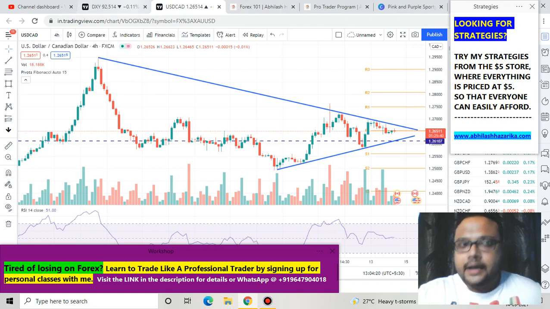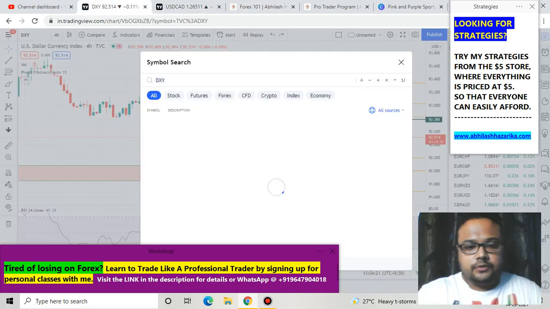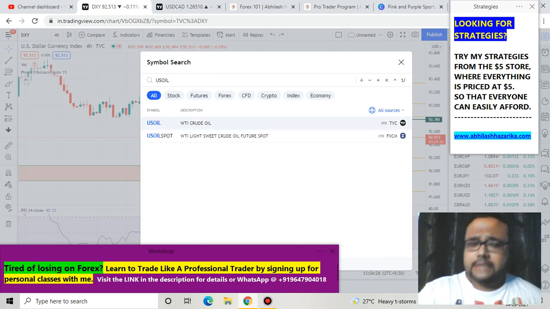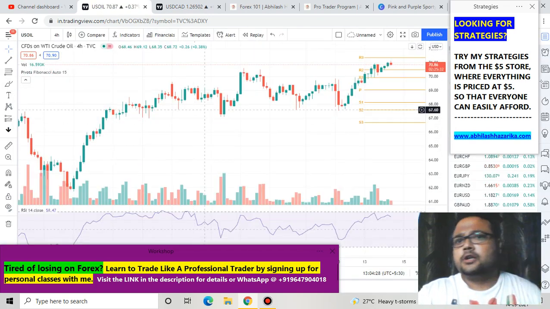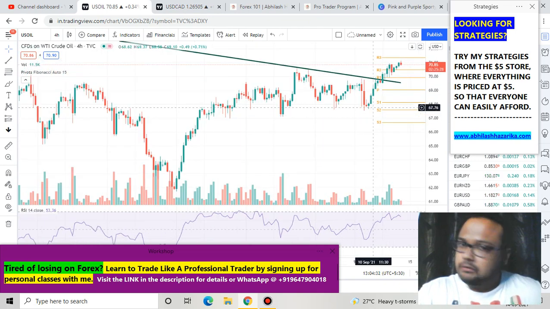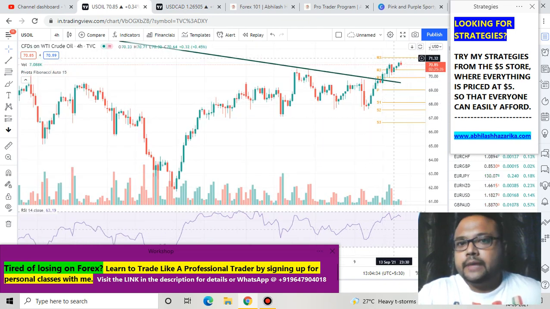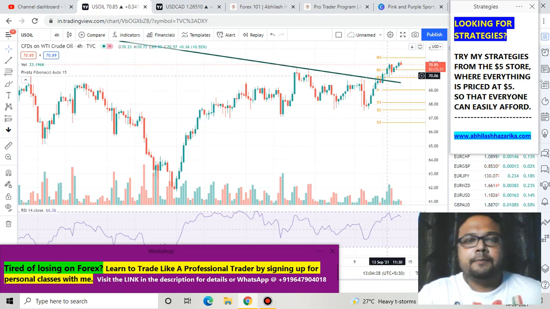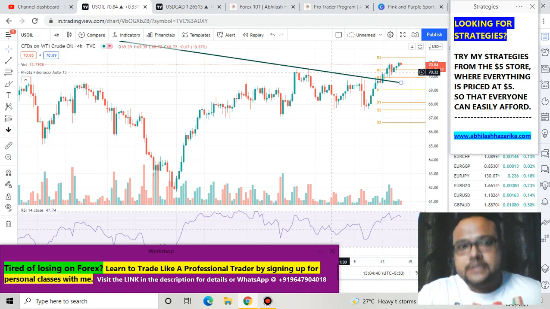And on the other hand, if you look at the chart of US oil or crude oil, because oil also has a direct impact on the chart of USD CAD. If you look at the chart of oil here, then you can see that oil is quite bullish. Oil is going up. It had a resistance, but the market is so bullish that it is going up. It has broken the resistance.